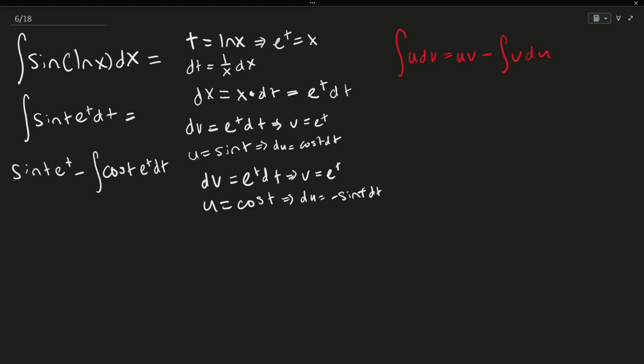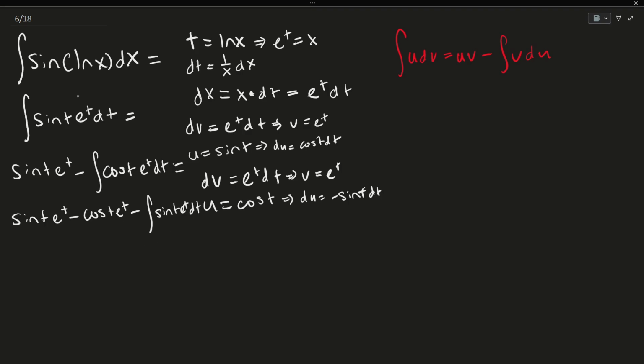So applying our integration by parts formula one more time, we have sine t e to the power of t minus uv, which is cosine t times e to the power of t, so cosine t e to the power of t, minus the integral of, well, actually, this is a plus now because we have this minus here, v, which is e to the power of t times du, negative sine t. It's a triple negative, so we have sine t e to the power of t dt.